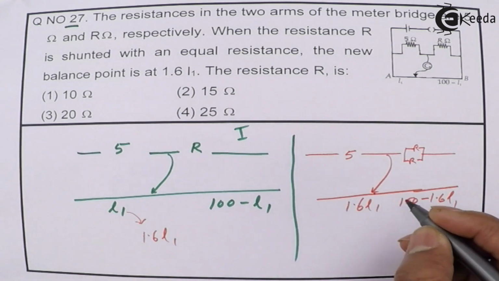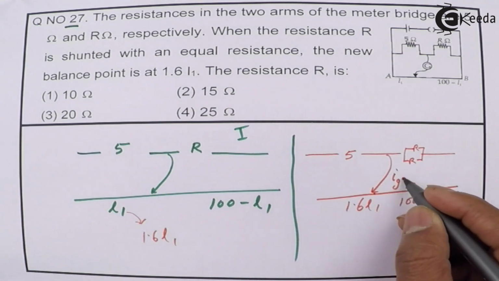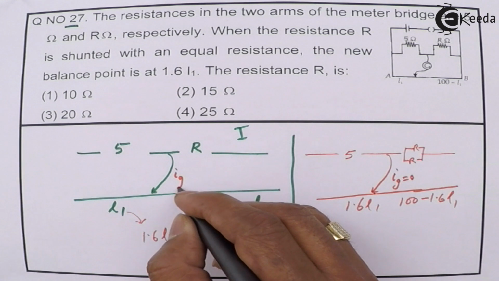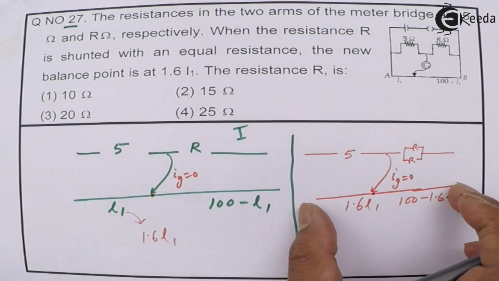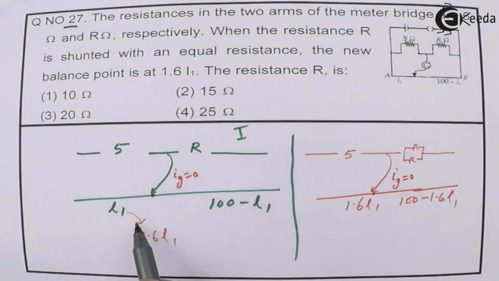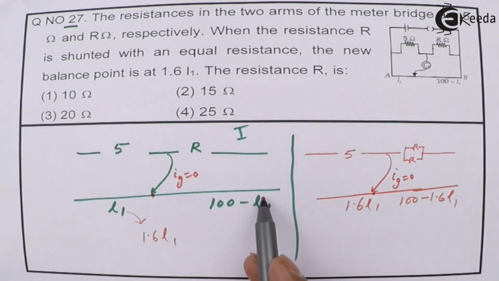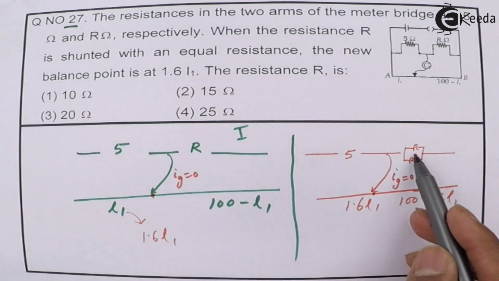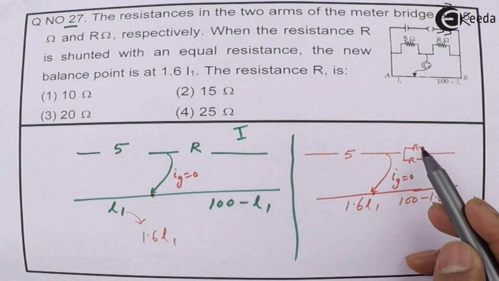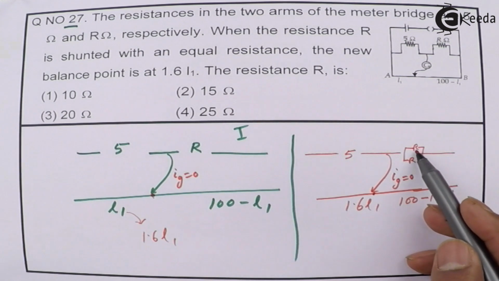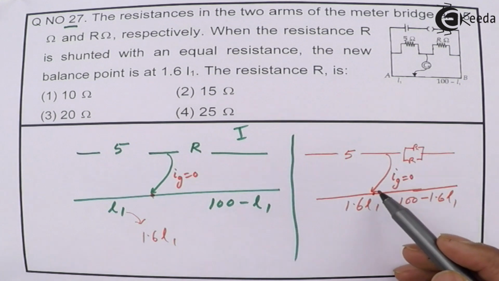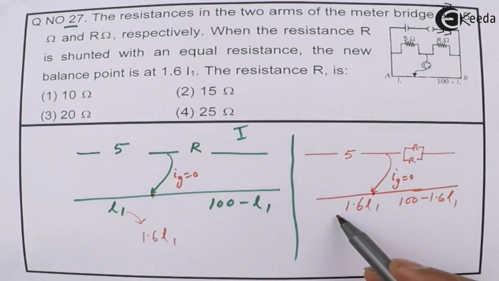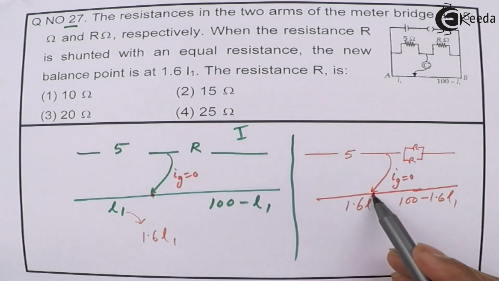This is the point corresponding to which the current to the galvanometer is 0. This is the null point obtained at this position. Its total length is 100 centimeter. So if this length is L1, this would be 100 minus L1. When I make a slight change with a parallel combination of equal value, I have another null point here, which is 1.6 L1 from this end. So the remaining length will be 100 minus this length.